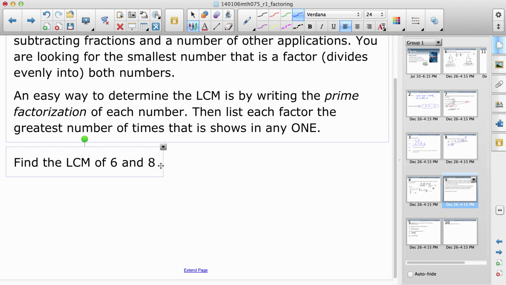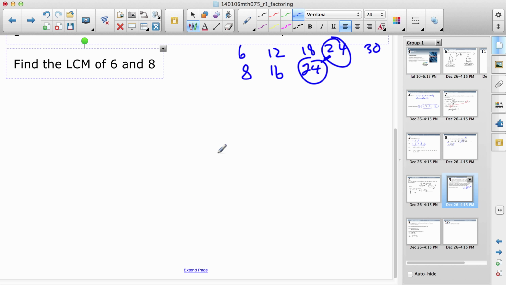Lowest common multiple of 6 and 8. Again, I could go 6, 12, 18, 24, 30, etc. And then 8, 16, 24. Oh, there's the smallest one. I could use that as my lowest common multiple. That way always works. But watch this other way. And it works, again, all the time. And it's a little easier than having to list all the multiples for numbers.